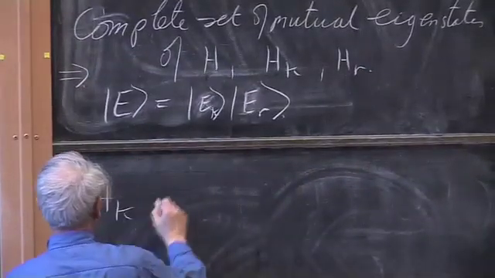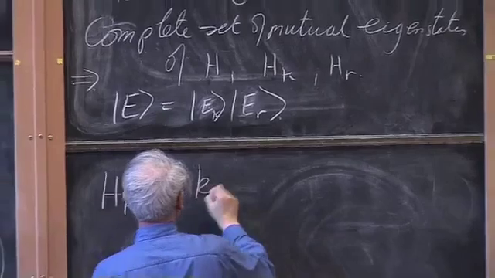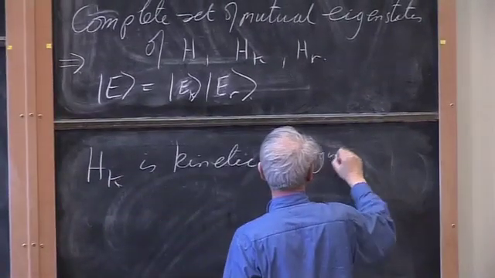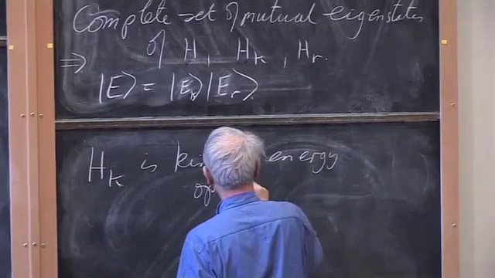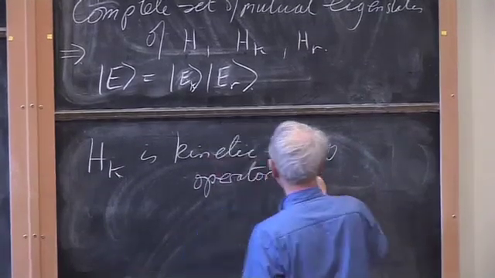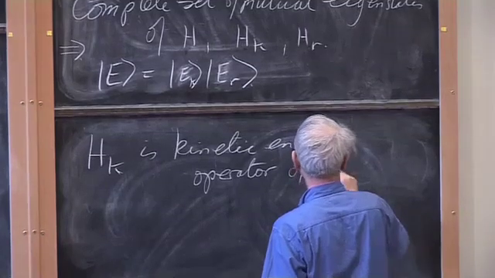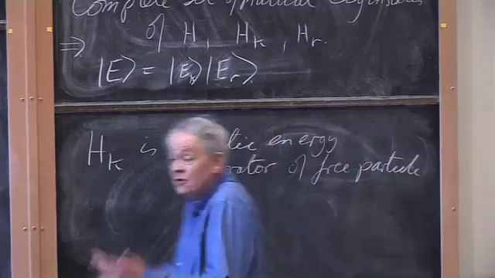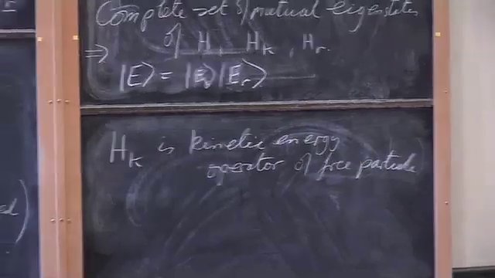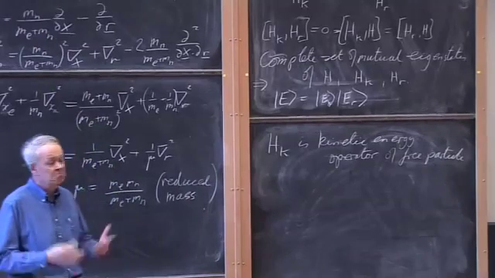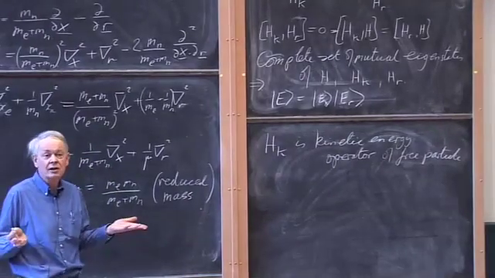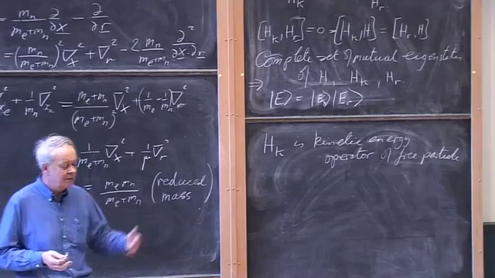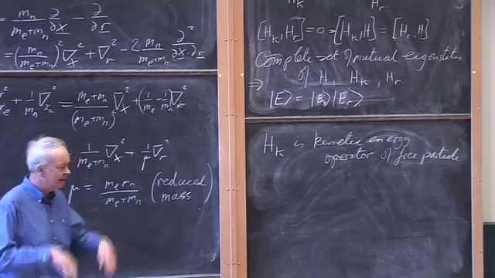So HK is just the kinetic energy operator of a free particle. Physically, it just describes the kinetic energy of the whole atom. The whole atom can cruise across your laboratory. It has kinetic energy. Are we interested in this? No. It's obvious that the energy of an atom depends on how fast it's moving. We can deal with that.